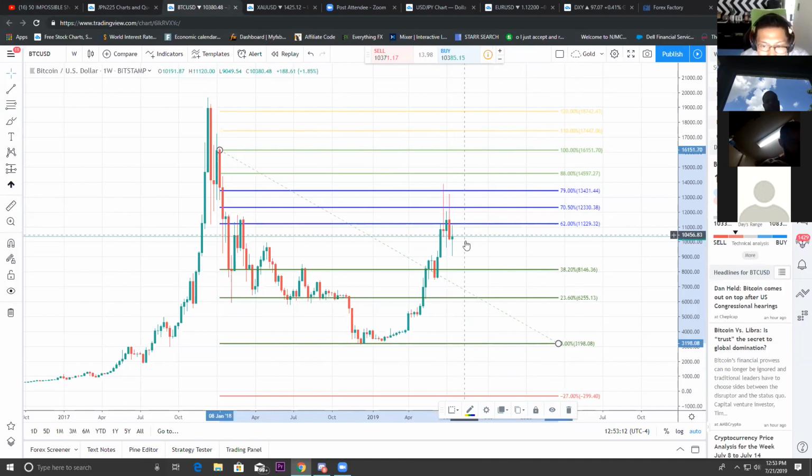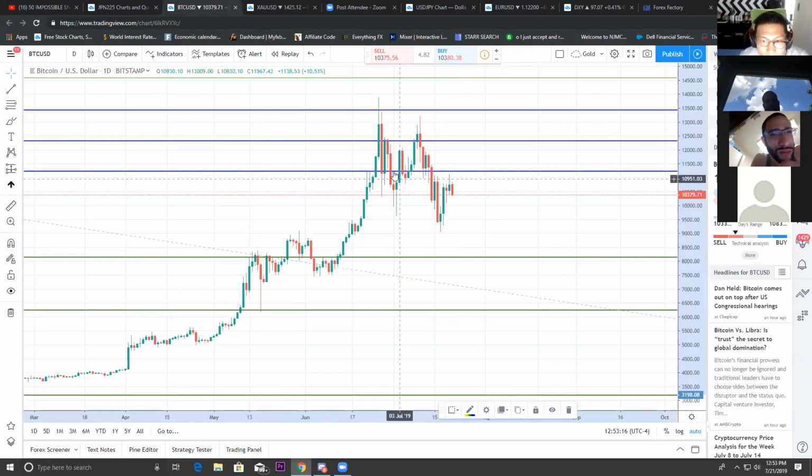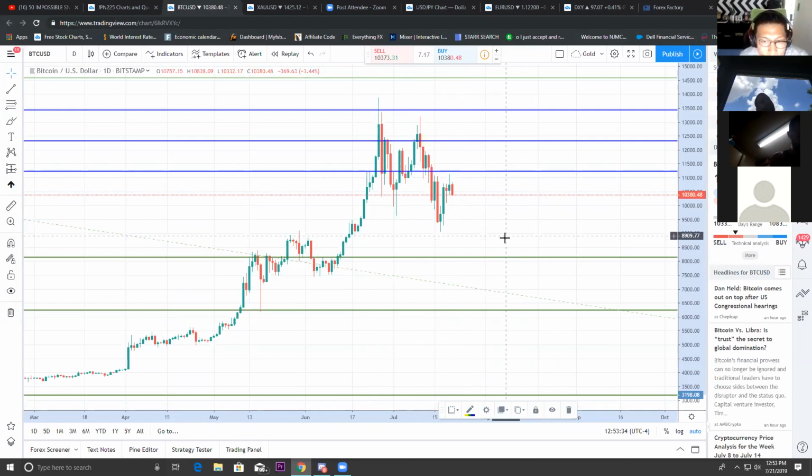So what am I expecting to see? We can zoom in on the daily. This is what it's been doing. Has it retested this area? It retested this and it didn't even break. It didn't even bother to go to 13,830. So what I'm expecting to see is it keep on going down, to test this 8,000 zone. And that's on Bitcoin.